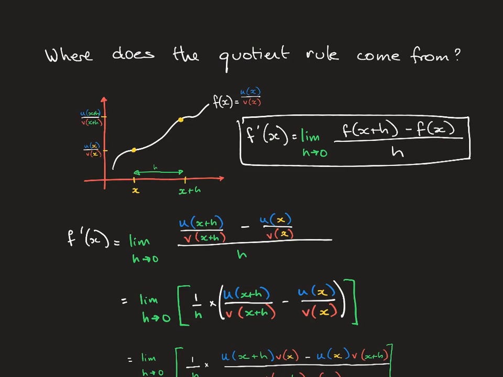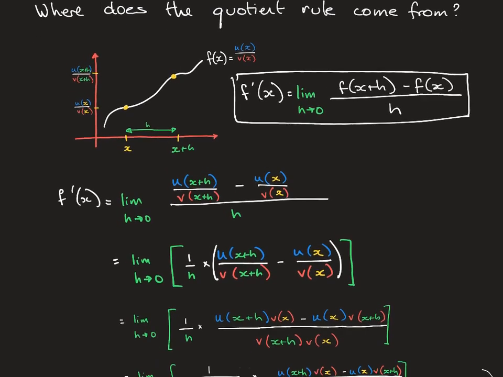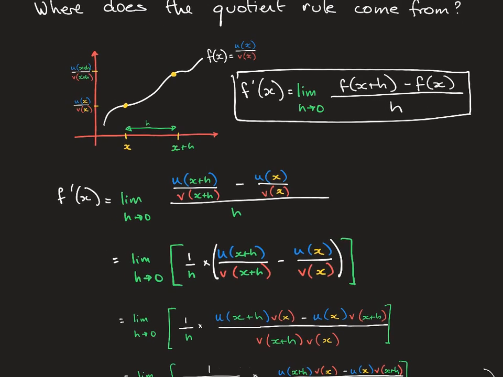So the first thing I'm going to do is bring this h out the front so that I'm not working with fractions over fractions. And then the second thing I'm going to do is write both of these fractions with the same denominator. To do that, I multiply this fraction by v of x, which gives me this bit here, and I multiply this fraction by v of x plus h on the top and the bottom, and that gives me what I've got here.